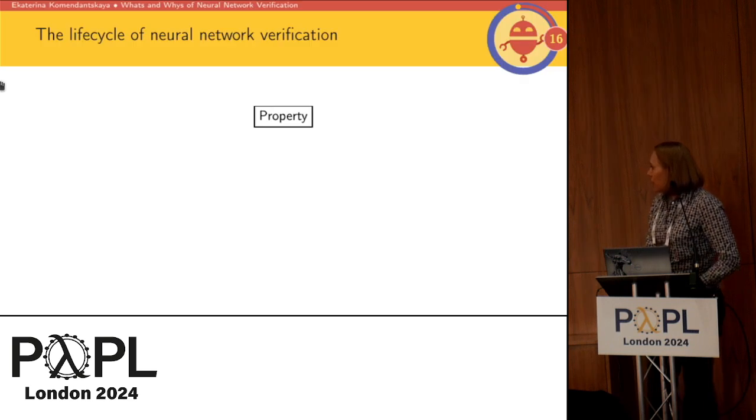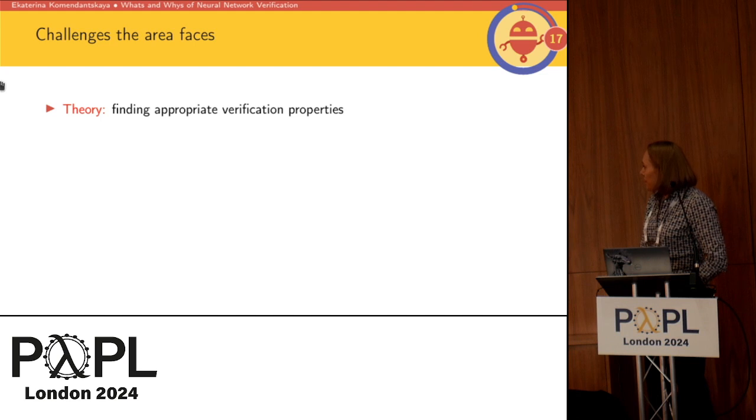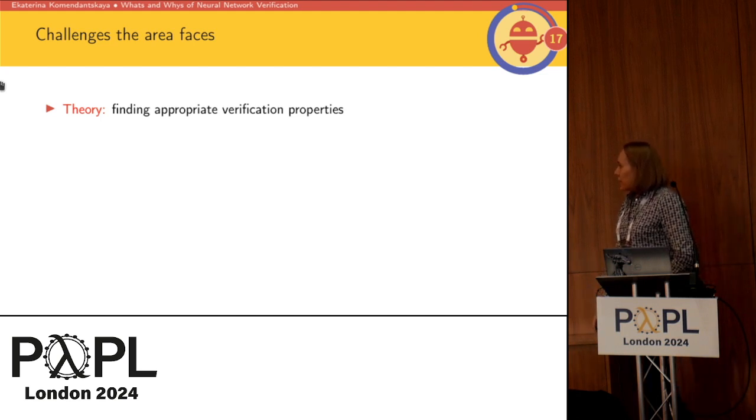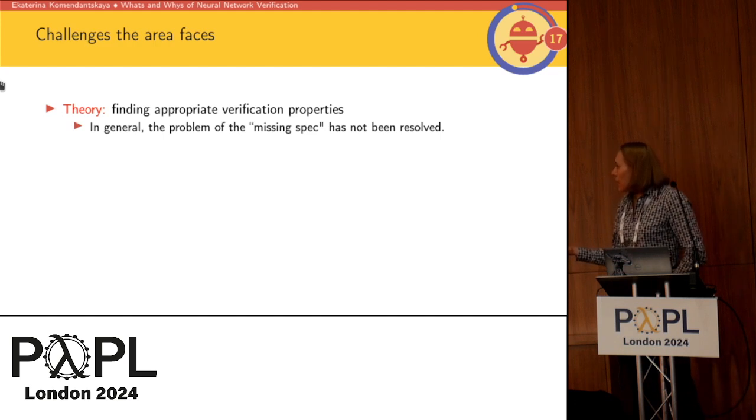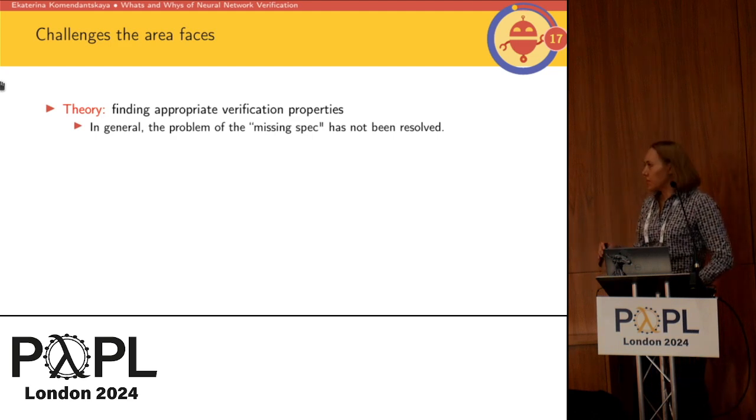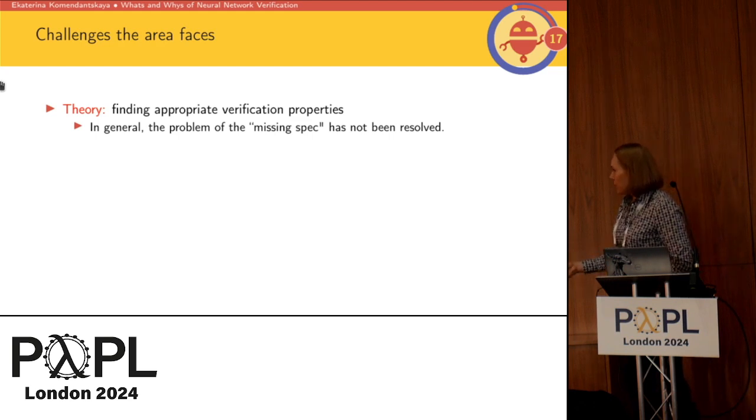Anyway, we know something about properties. It's not like we completely don't know anything about properties that we can verify. So let's put that in a box and start filling in the picture. Challenges we have in that domain. From a theory point of view, finding appropriate verification properties is hard. And in general, the problem of missing specification for neural networks is not really resolved. So we have some information about some of the properties, but it's not like for any neural network, I know exactly what I want to verify.